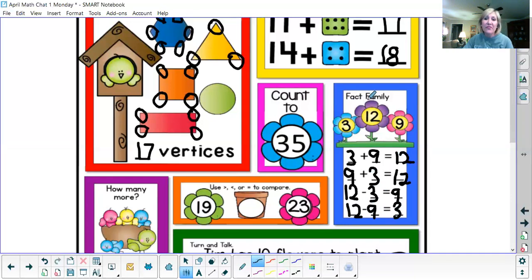So you'll see here for the fact family, I made 4 number sentences. 3 plus 9 equals 12. I can flip-flop the parts. 9 plus 3 equals 12. Now I'm going to do subtraction. I start with the whole. 12 minus 3 equals 9. 12 minus 9 equals 3. I made 4 number sentences, and they all used the 3 numbers in our fact family.